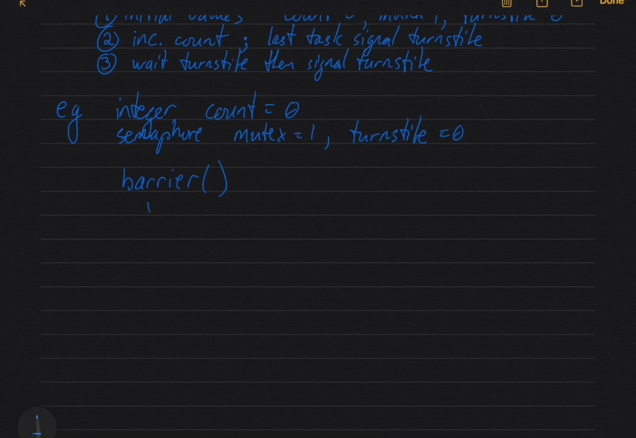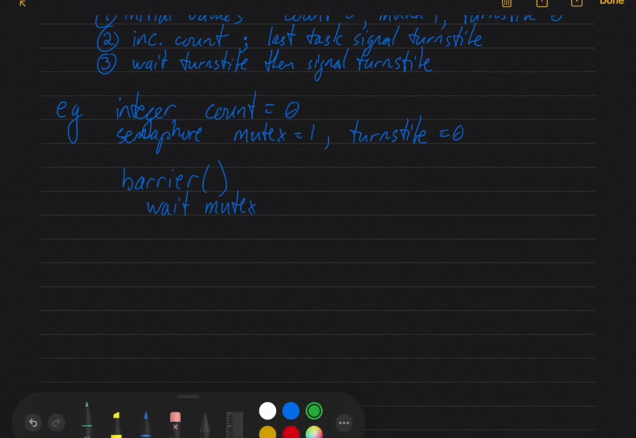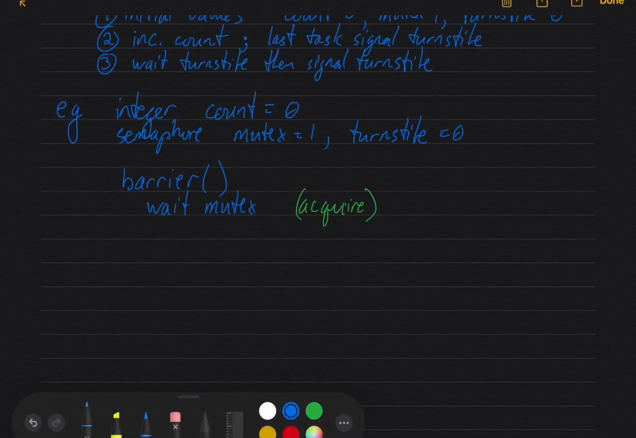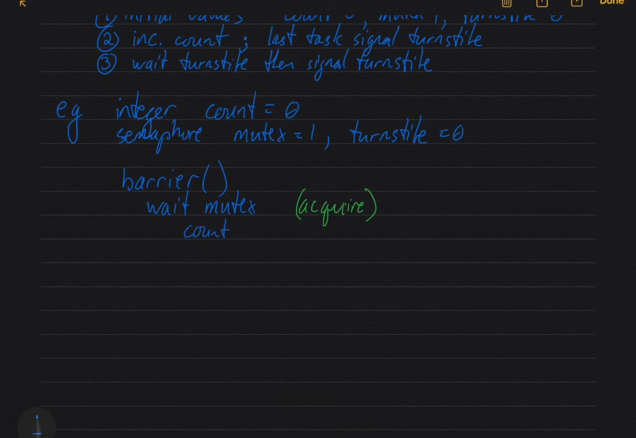We will wait mutex. So this is the acquire step. And once the task has acquired the mutex, it knows that it is the only task that's modifying count. So it can go ahead and increment count. And then we need to add that test to see if it's the last task. So if count is equal to n, then we want to signal the turnstile.